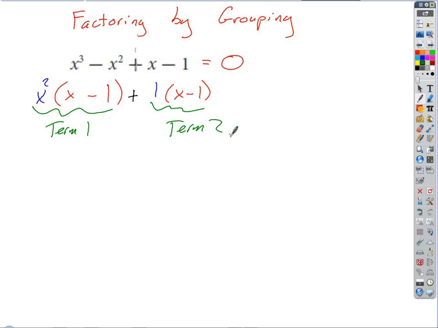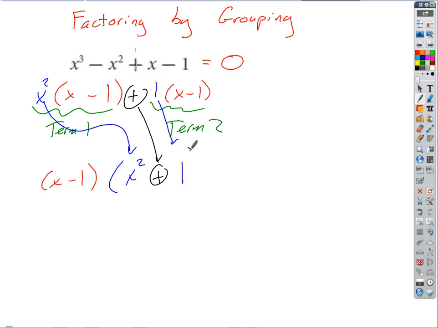And so what is the common factor again of each of those two terms? X minus 1. It's the quantity x minus 1, right? So if I factor the x minus 1 out front of each of these two terms, what am I now left with? X squared plus 1. Now I've got my x squared, and here's my plus 1. Does that make sense? It's factored, right?